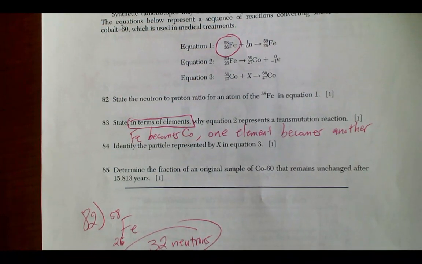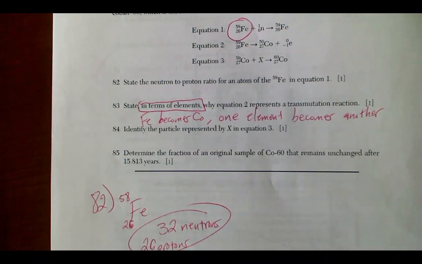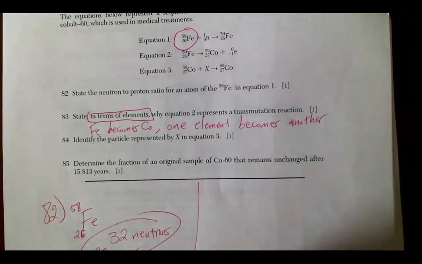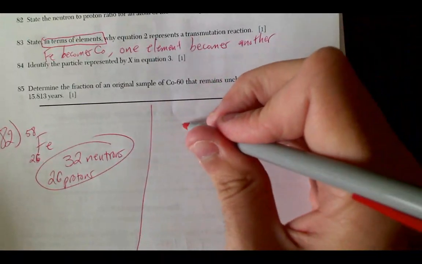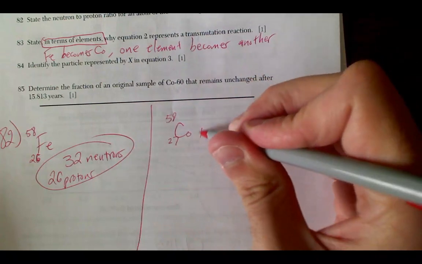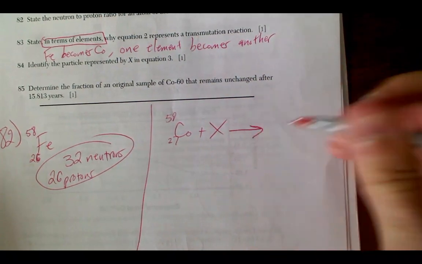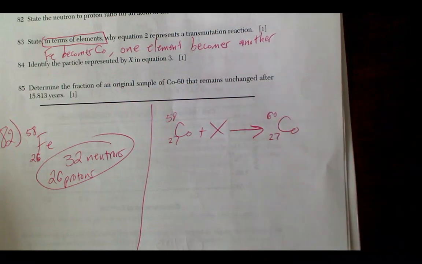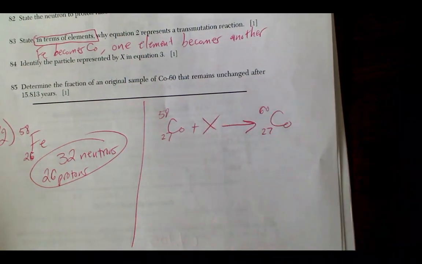4 minutes till the bell, 2 questions left. Identify the particle represented by X in equation 3. So let's write equation 3. I'm going to rewrite it down here. It says Co with a mass of 59 and an atomic number of 27, plus X turns into cobalt with a mass of 60 and an atomic number of 27. I just got to figure out what X is.